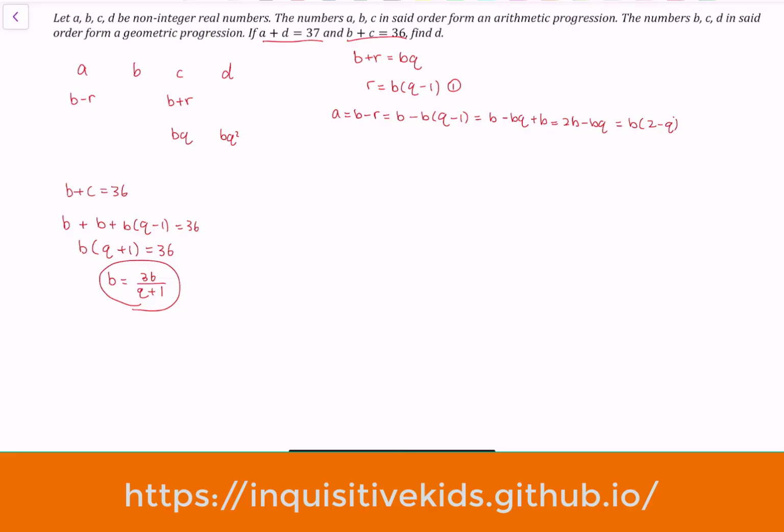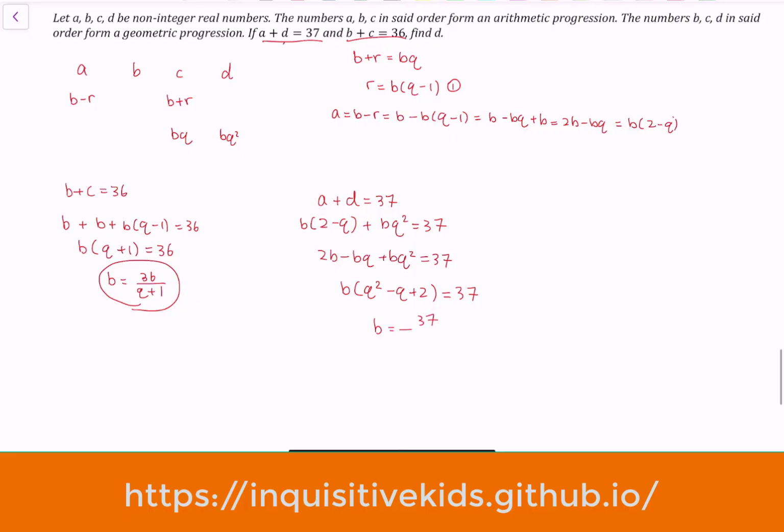Now, what about our next equation? A plus d is equal to 37. A is represented as b times (2 minus q), and d is represented as bq squared. 2b minus bq plus bq squared is equal to 37. We factor out a b to get b times (q squared minus q plus 2) is equal to 37. So b is equal to 37 over all of that.